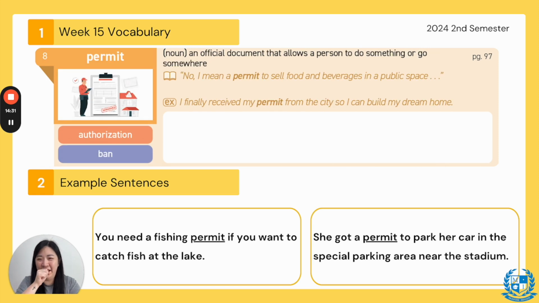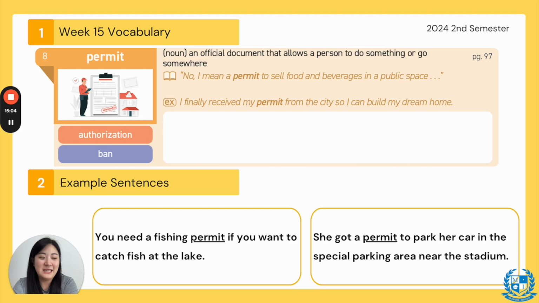Number 8. Our word is permit. Permit. The synonym is authorization and the antonym is ban. It is a noun and it means an official document that allows a person to do something or go somewhere. It's basically saying you have permission to do whatever you want, but it's on a piece of paper. In our book, it says, no, I mean a permit to sell food and beverages in a public space.